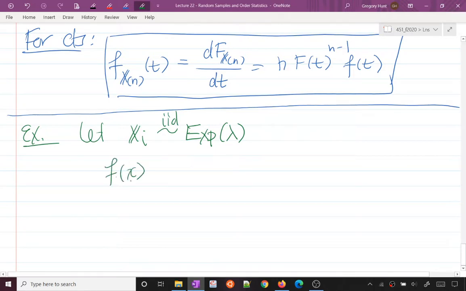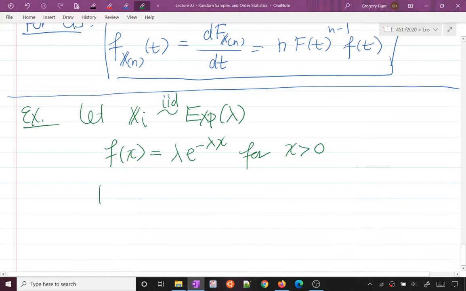And we know that the marginal PDF of any of these little x sub i's is lambda e to the negative lambda x, it just follows an exponential. This is for x bigger than 0. And the CDF, well, you might not remember, you could derive it or you could look it up, is 1 minus e to the negative lambda x, again, for x bigger than 0.